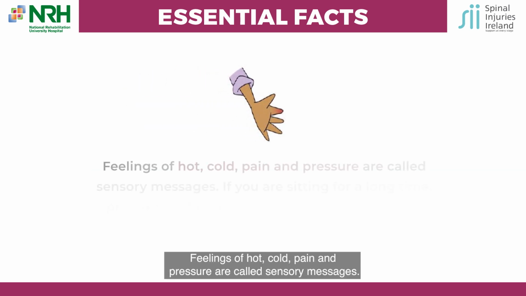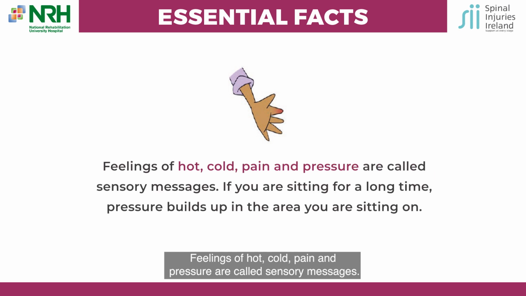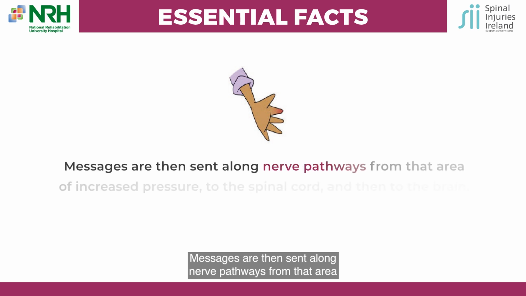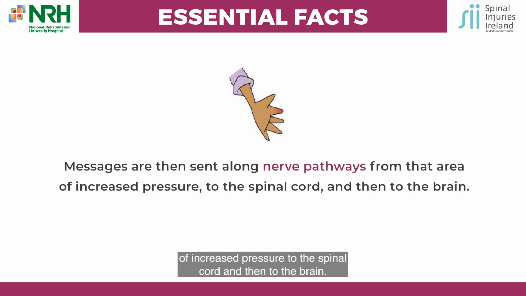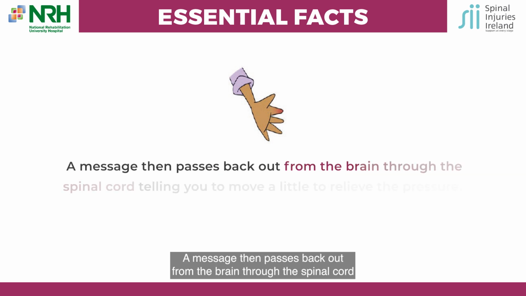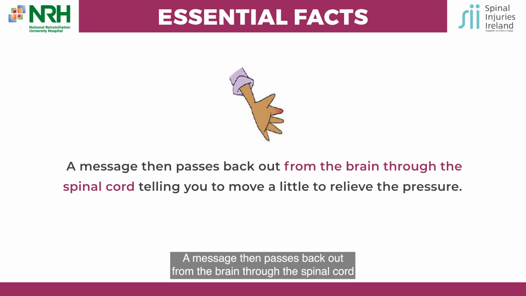Sensation. Feelings of hot, cold, pain and pressure are called sensory messages. If you are sitting for a long time, pressure builds up in the area you are sitting on. Messages are then sent along nerve pathways from that area of increased pressure to the spinal cord and then to the brain. A message then passes back out from the brain through the spinal cord, telling you to move a little to relieve the pressure.